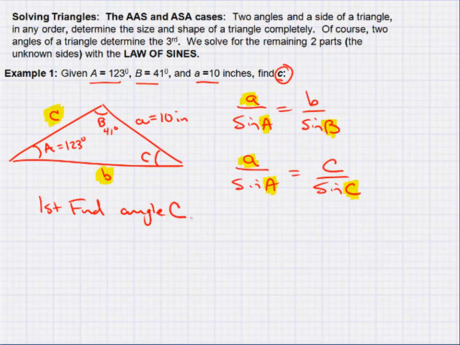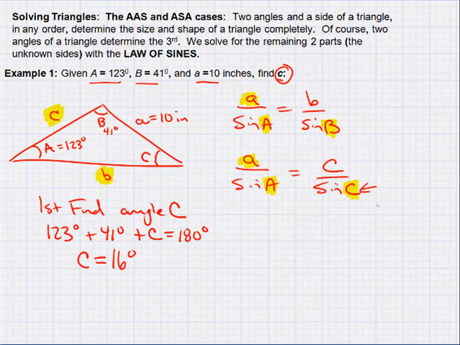Well, that's going to use a little geometry. The sum of the angles inside a triangle equals 180 degrees. So that means 123 plus 41 plus C has to be 180 degrees. So then I can figure out what C equals. Do 180 minus 123 minus 41. I come up with 16 degrees. Okay. So now we know that angle C is 16 degrees.